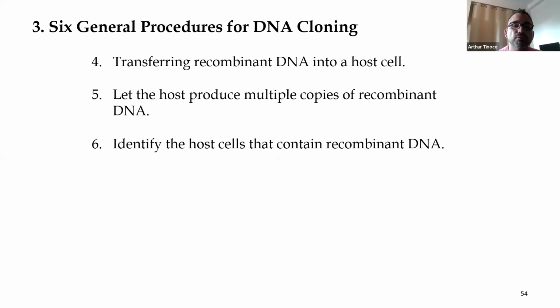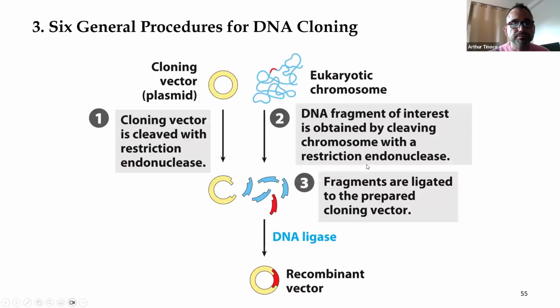Then transferring the recombinant DNA into a host cell, and then let the host produce multiple copies of that recombinant DNA. And then from that process, try to identify which of the host cells that have now been replicated contain the recombinant DNA that you're trying to produce.